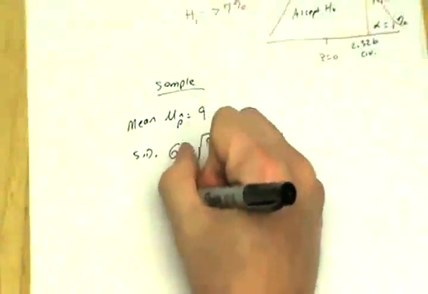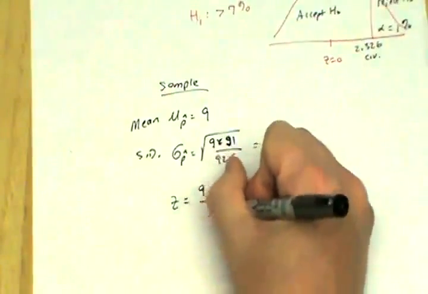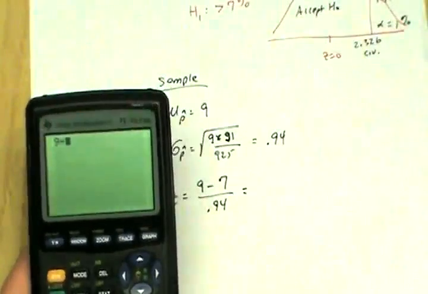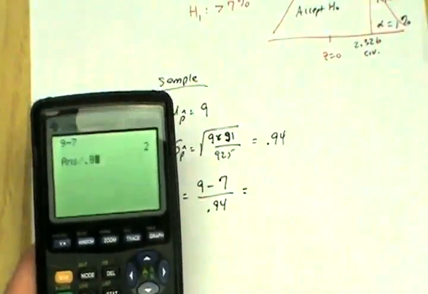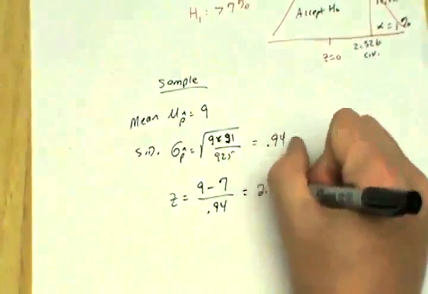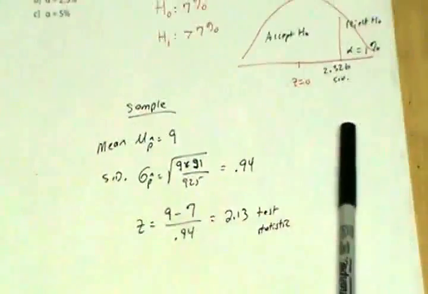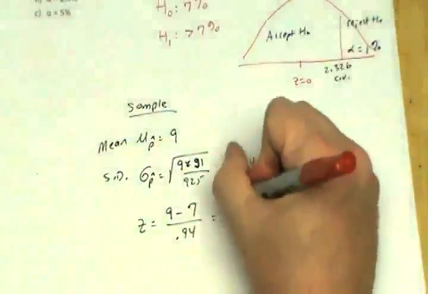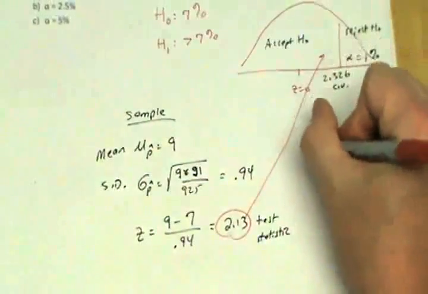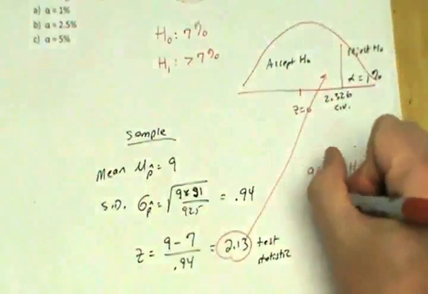Now we need a z-score. Data 9 minus the mean 7 divided by standard deviation 0.94. 9 minus 7 divided by 0.94. 2.13. Test statistic 2.13 is to the left of the critical value. That's going to end up in the accepting region. So we accept H0, and we're going to say it's still 7%.